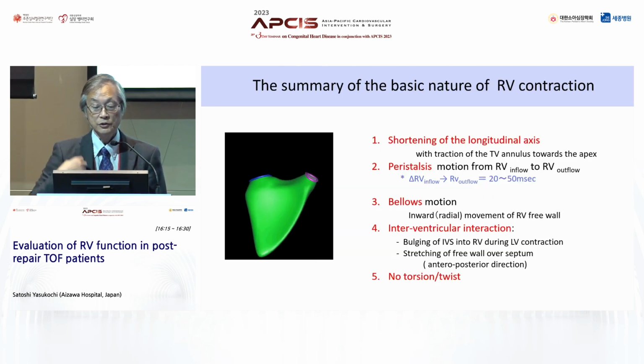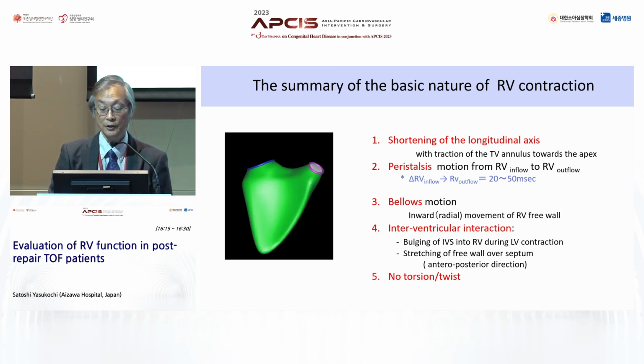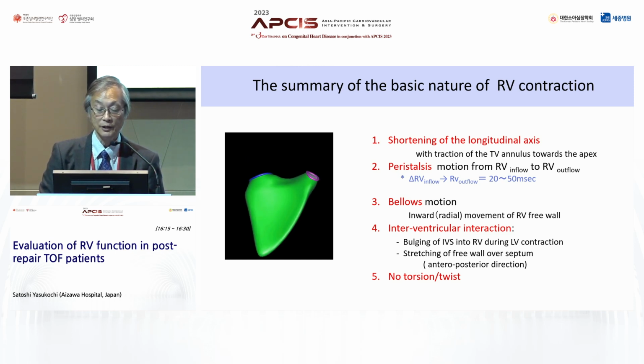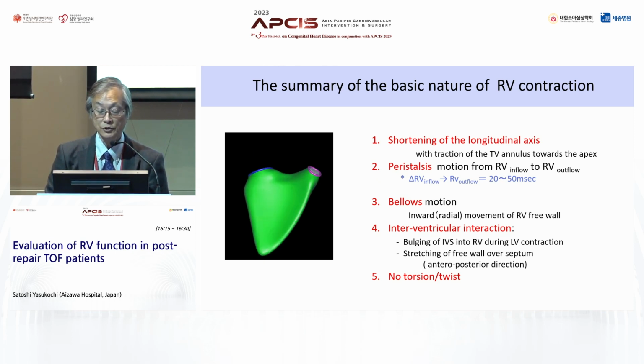The summary of the basic nature of the RV contraction is a shortening of the longitudinal axis with attraction of the tricuspid valve annulus toward the apex, and peristalsis motion from the RV inflow to the RV outflow with a time difference between 20 to 50 milliseconds. And bellows-like motions, the inward radial movement of the RV free wall, and interventricular interaction with the bulging of the interventricular septum into the RV during LV contractions, and stretching of the free wall over the septum in anterior-posterior directions, and of course, no torsion in the RV.